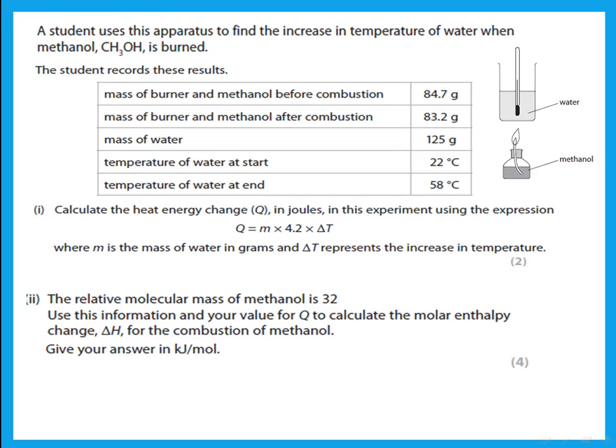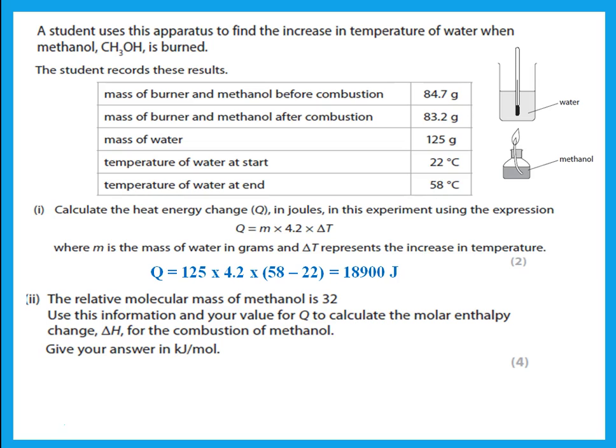This is another reaction where he's saying a student uses this apparatus to find the increase in temperature of water when methanol is burned. And he has the mass of burner and methanol before combustion, then the mass of burner and methanol after combustion. And he has the mass of the water in the beaker, the temperature of the water at the start and the temperature of the water at the end. First, he's asking for Q. We said Q is mc delta T. What is M? Which mass am I going to use? M is the mass of the water, and the mass of the water is 125.